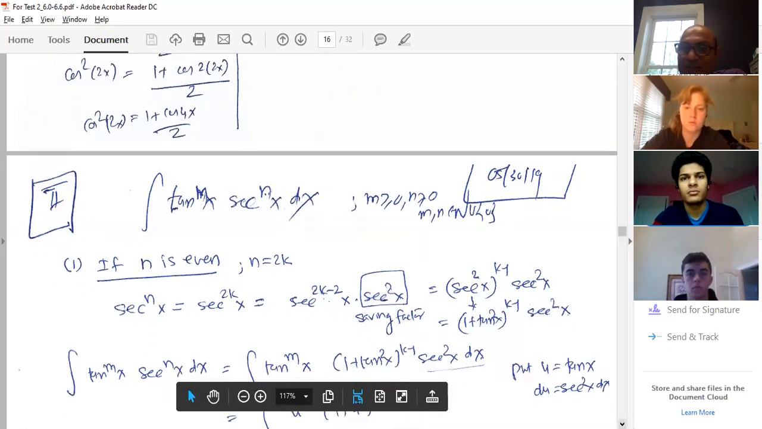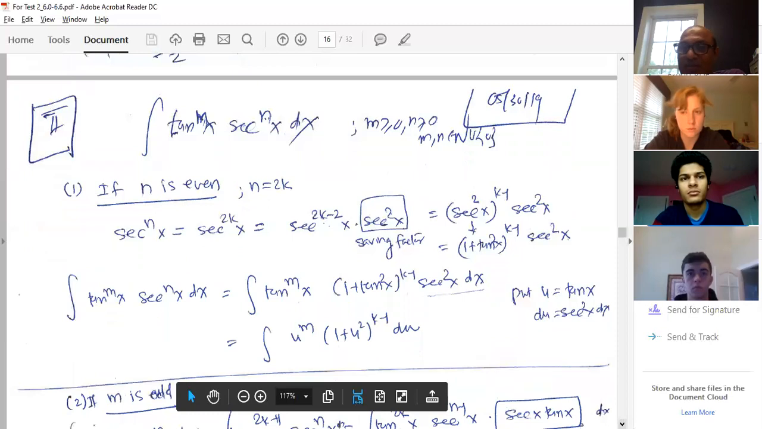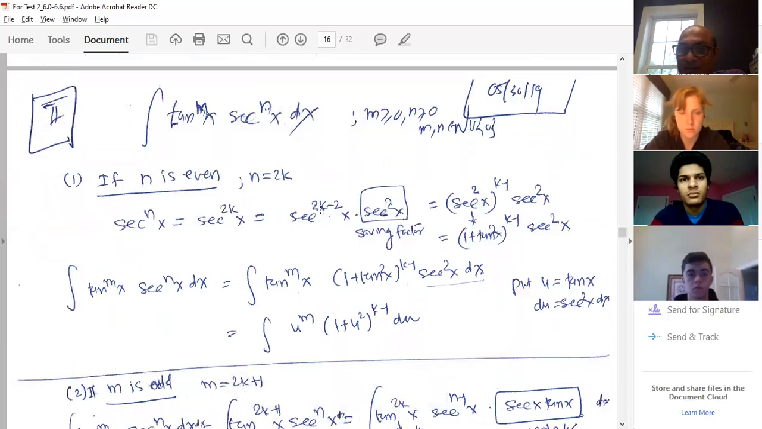Okay. Once you are done with your saving factor, you're almost done, because now secant to the power 2k minus 1 can be written with 2 common, so 2 out in the bracket k minus 1. And this means I can write secant square x to the power k minus 1. Secant square x is again a trig identity: secant square minus tangent square equals 1. So secant square is 1 plus tangent square x to the power k minus 1.